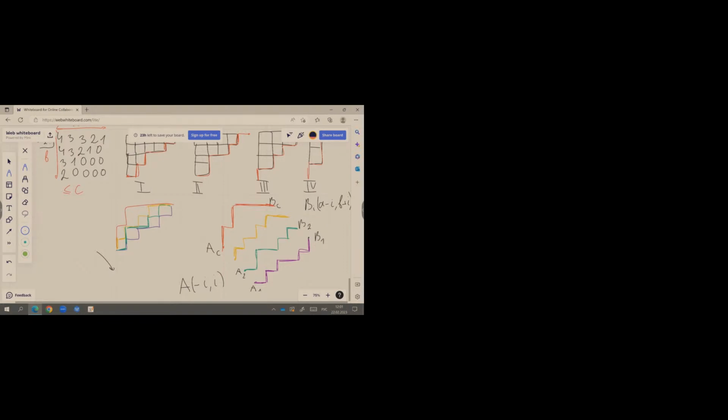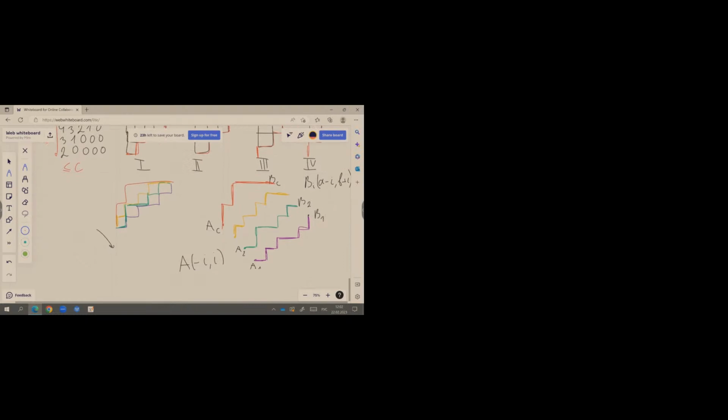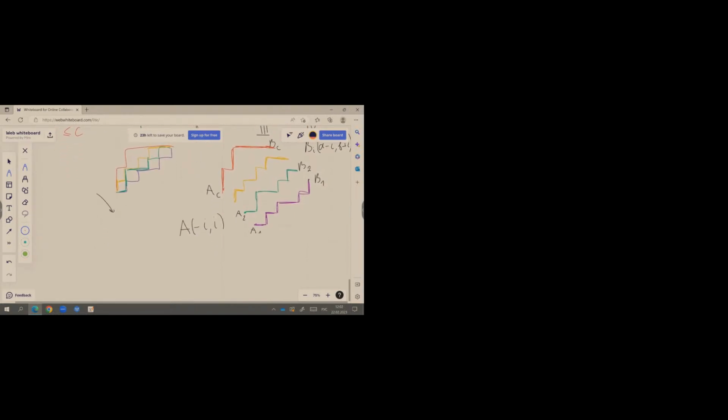Okay. Let's discuss it, I think. So, the number of paths from A_i to D_j is the following binomial coefficient: A plus B, and I think A minus J plus I.